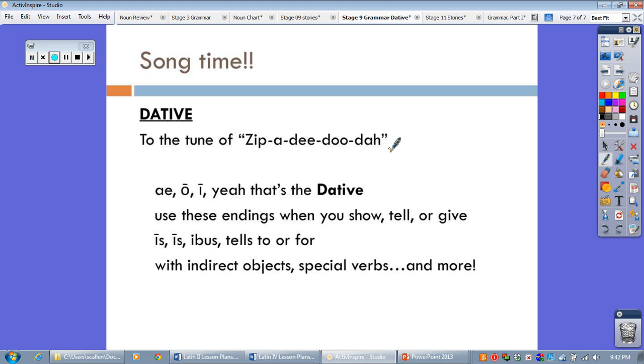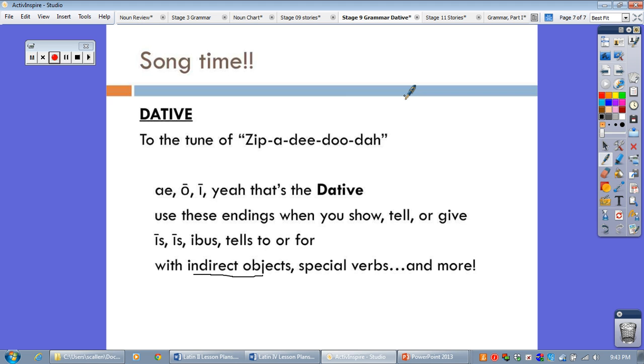All right, let's do that one more time. Once again, you've got, by the way, first declension, second declension, third declension, singular. There's the name of the case. Use these endings when you show, tell, or give. Because think about it, when you're showing, telling, or giving, you're usually giving something, i.e. direct object, to somebody else, i.e. indirect object. And then you've got your plurals, first declension, second declension, third declension, plural. Is, ibus, tells to or for, because that's an easy way to translate it from Latin into English, with indirect objects, special verbs, and more. You might be thinking, what's a special verb? We'll talk about that in part 4 of the noun review.